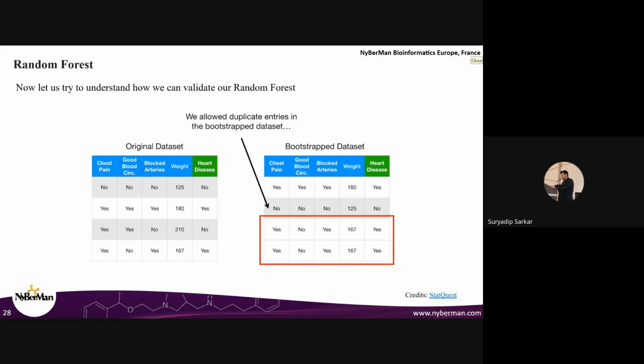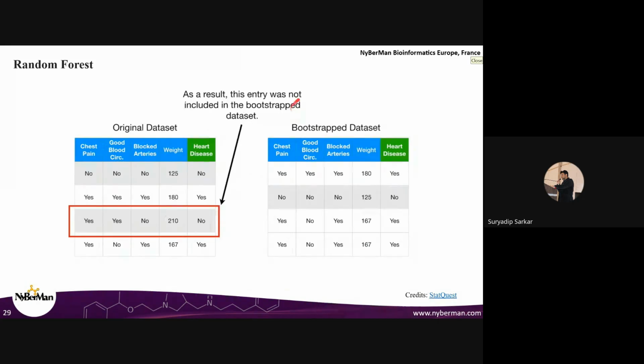Now let us try and understand how we can validate our random forest, so how we actually know whether it is performing well or badly. Remember guys, in our bootstrap data set, we allowed duplicate entries. We did sampling with replacement, so it is absolutely natural to have duplicate entries in our bootstrapped data set. As a result, this particular sample was not included in our bootstrap data set, right?